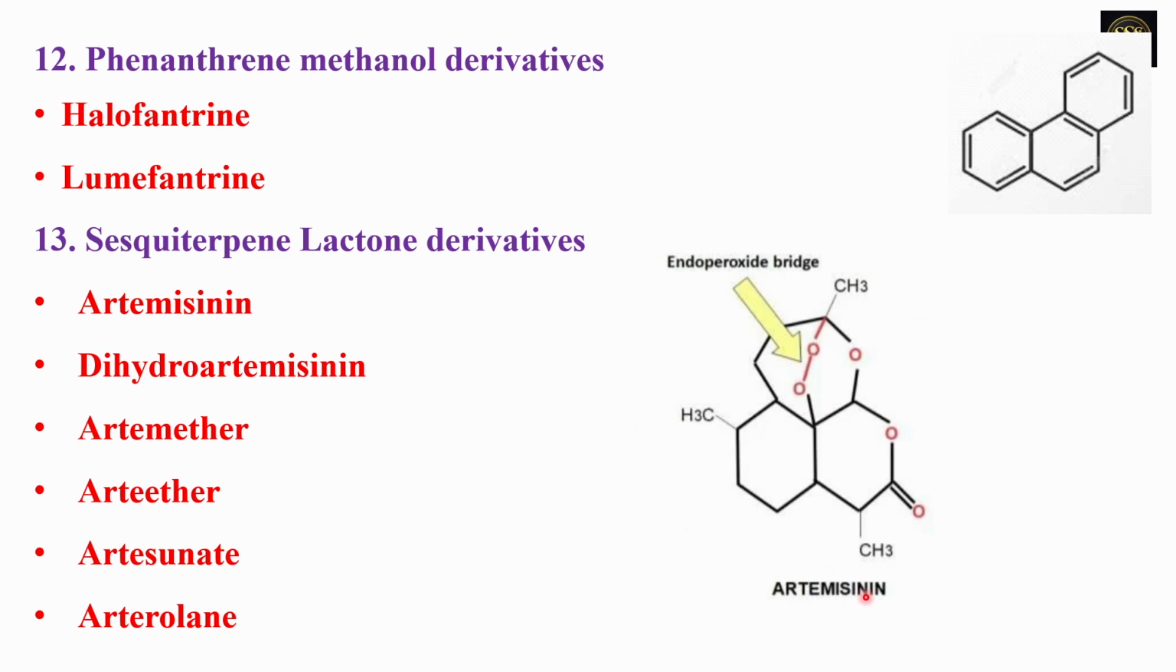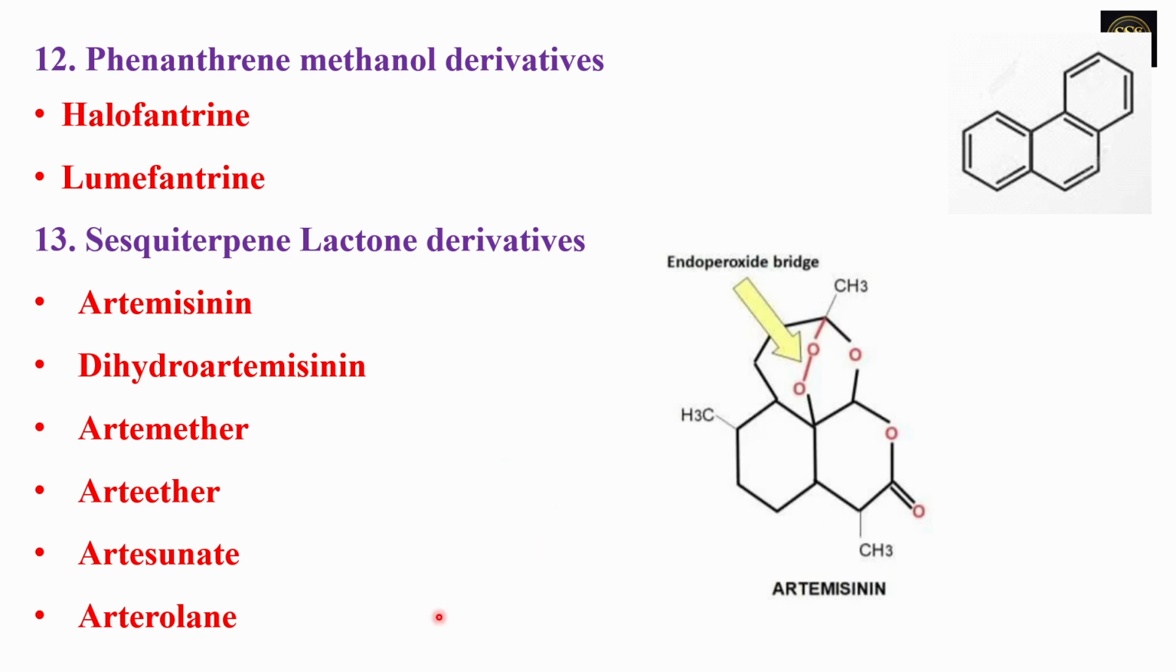You can see here the artemisinin drug with an endoperoxide bridge also. So this is a sesquiterpene lactone derivative. The drugs belonging to this class include artemisinin, dihydroartemisinin, artemether, arteether, artesunate, and arteflene. So these are the drugs which come under sesquiterpene lactone derivatives which possess antimalarial activity.